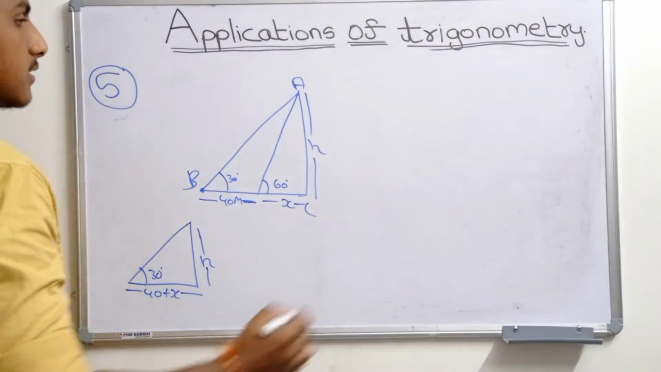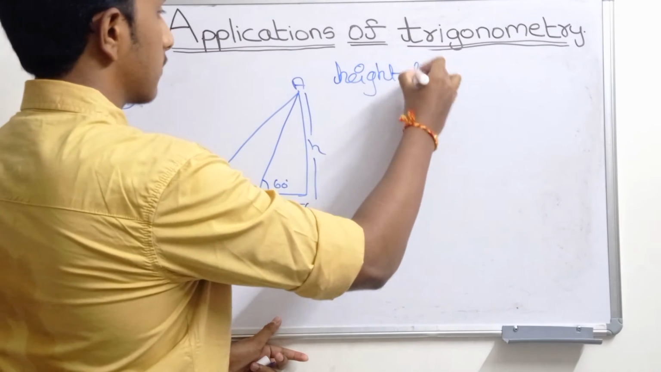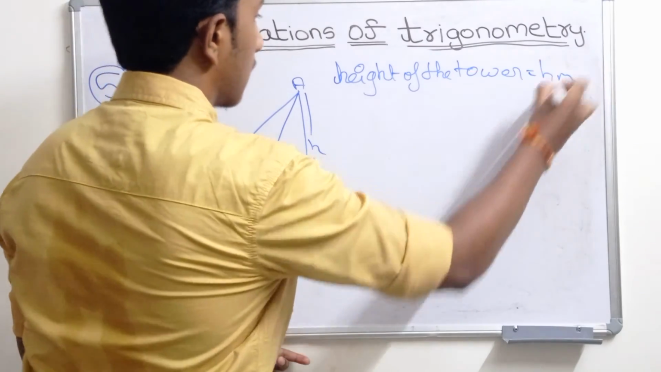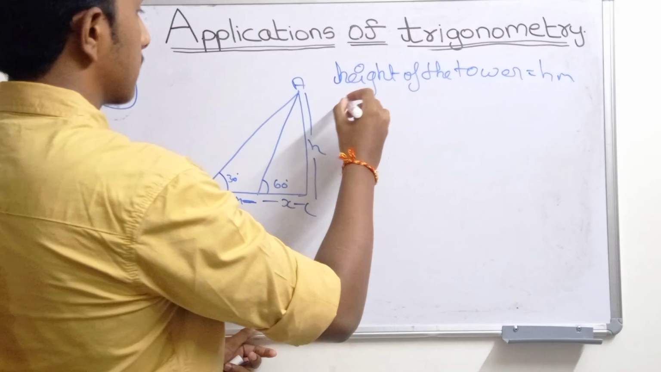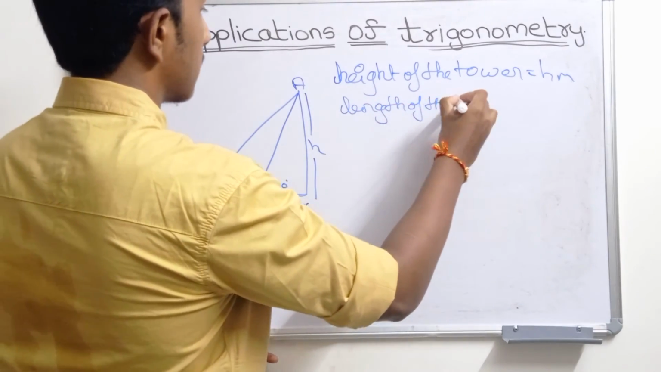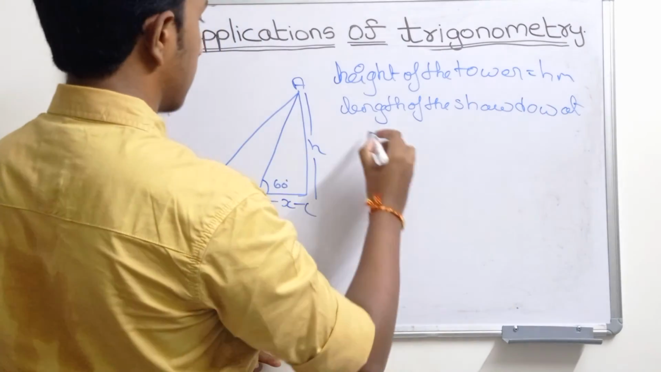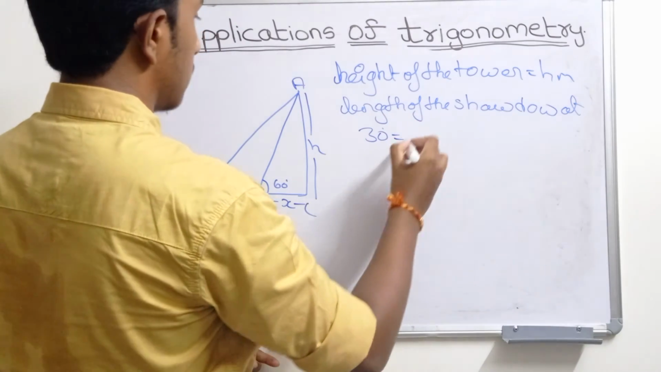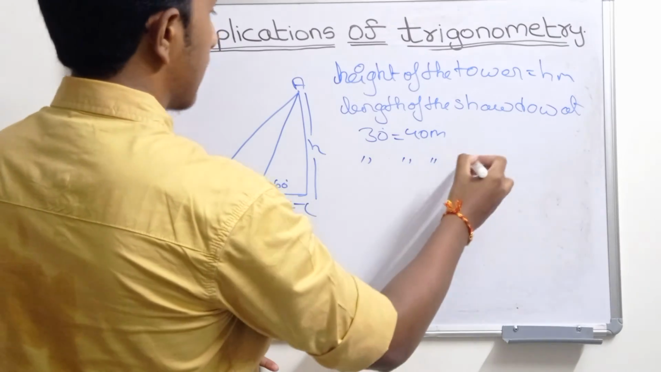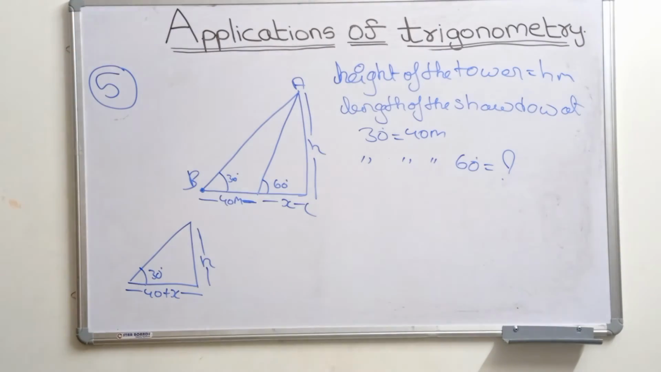So first I'll write the data, just a minute. Height of the tower is equal to h meters. Length of the shadow at 30 degrees is equal to 40 meters, and in the same way at 60 degrees we have to find.